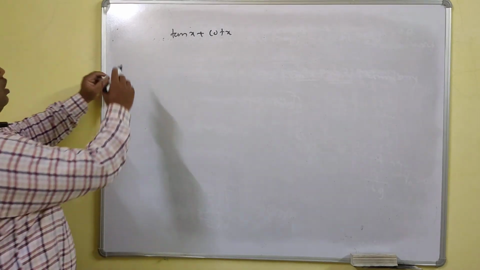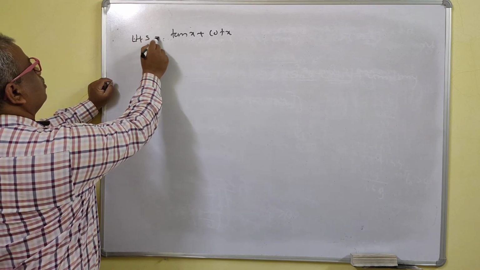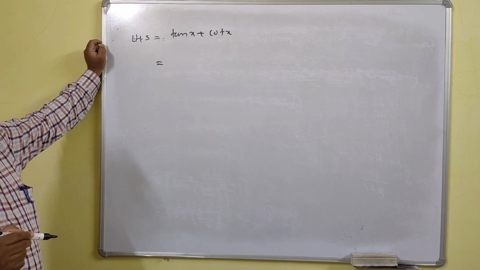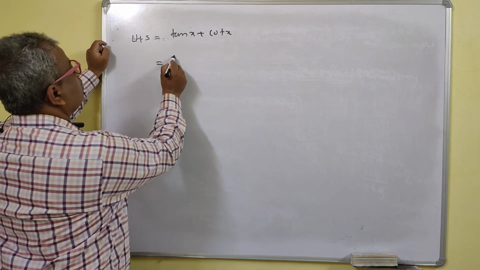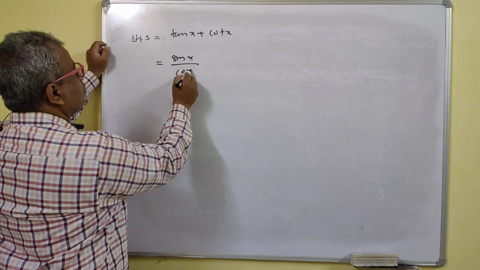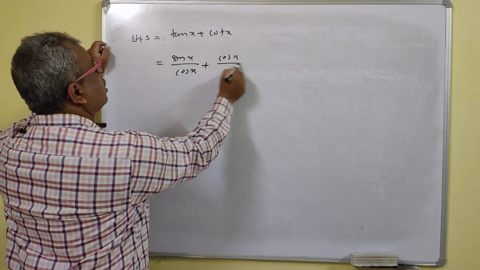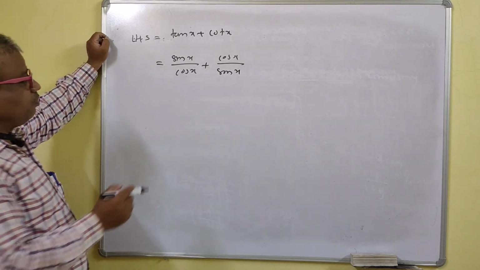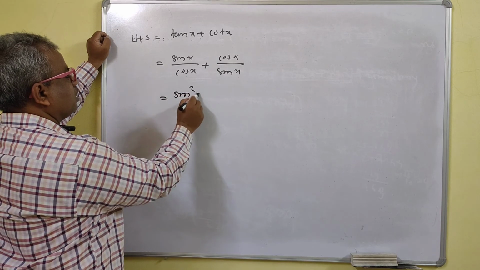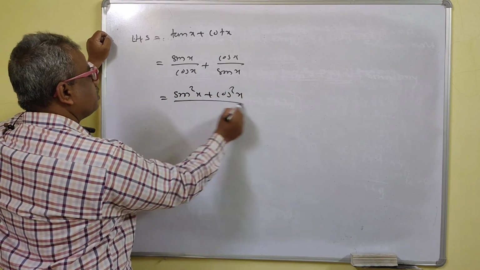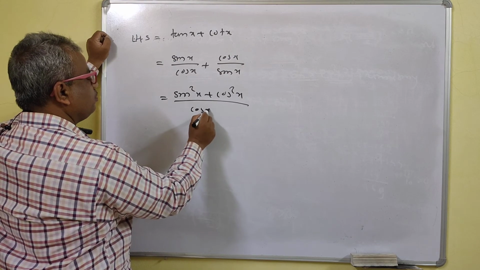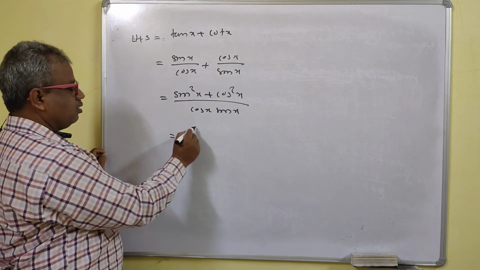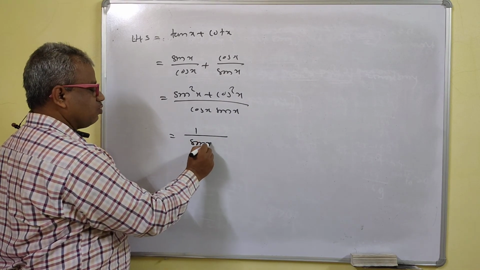So solution, take LHS. LHS is equal to tan x plus cot x. We write in terms of sine and cos now. So this is sin x upon cos x plus cos x upon sin x. We'll do the addition by cross multiplication. So we get sin square x plus cos square x upon cos x sin x, right? So this is 1. So I will write first sin x cos x.